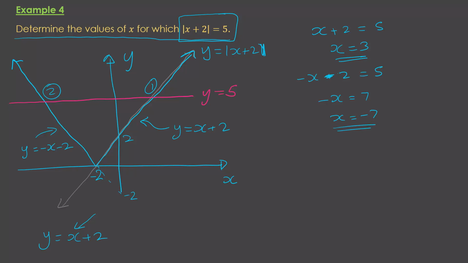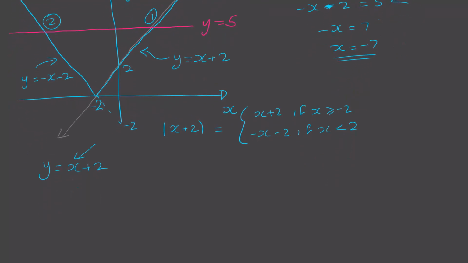So we could do that graphically. You can, of course, come up with these two equations without drawing the graph, because mod x plus 2 would be x plus 2 if x is greater than or equal to -2, and negative x take away 2 if x is less than -2.